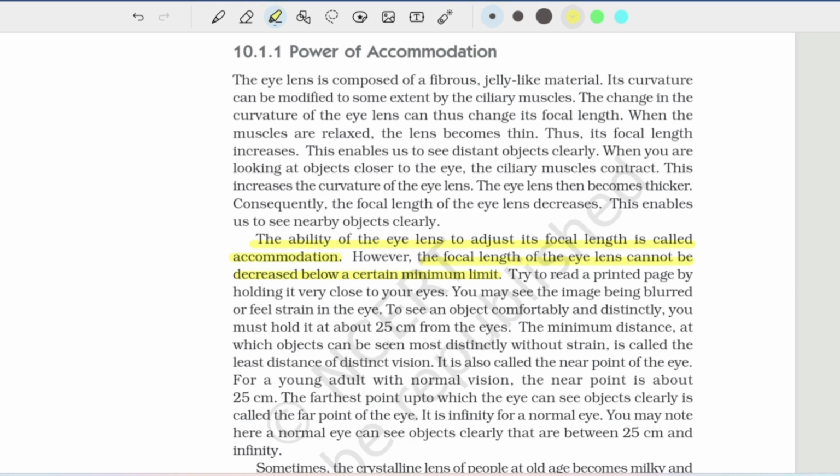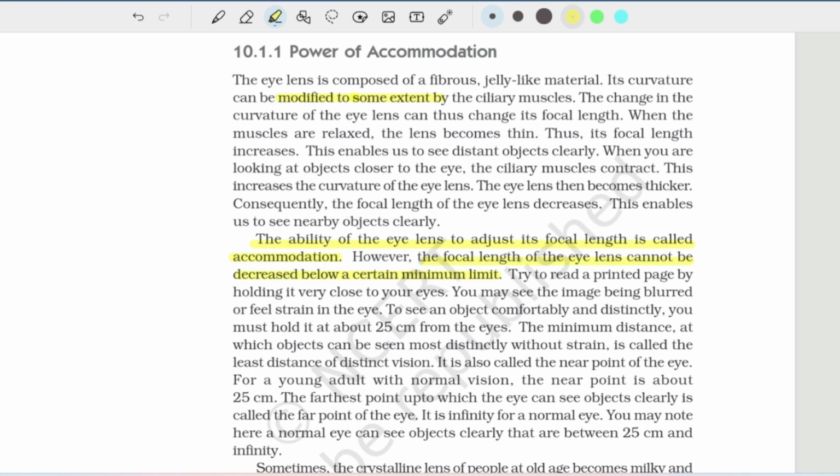But if an object is coming closer, our ciliary muscle has to give it more stretch, meaning it has to contract more. But again, there is a limit, right? Because in the first line they said it can be modified only to some extent. We are also able to see things very far, but not too far. After some time, it will get blurry, right?